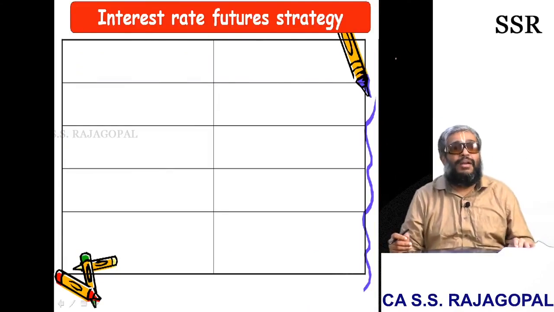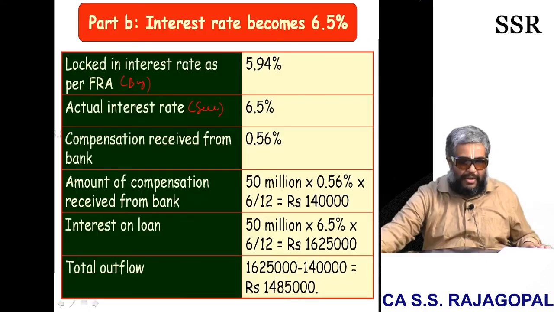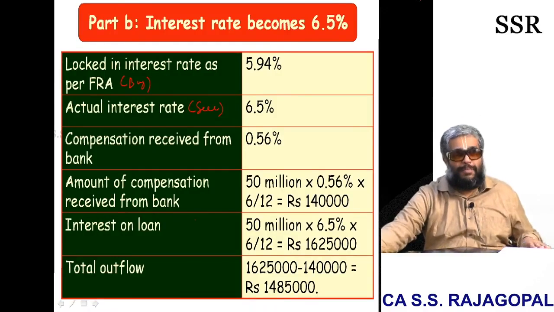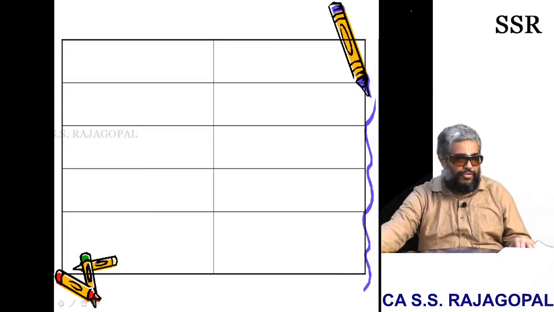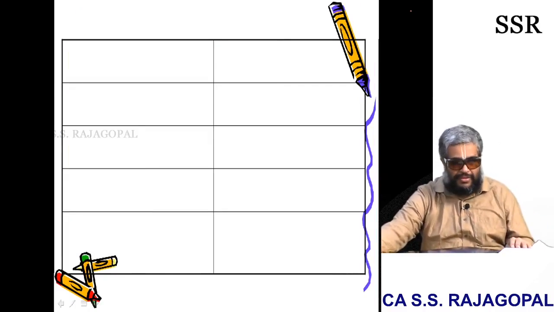Give the heading Part B. What are you going to say? It is Part 2, interest rate futures. Part 2, interest rate futures. Can we start or not? Okay, first write down.